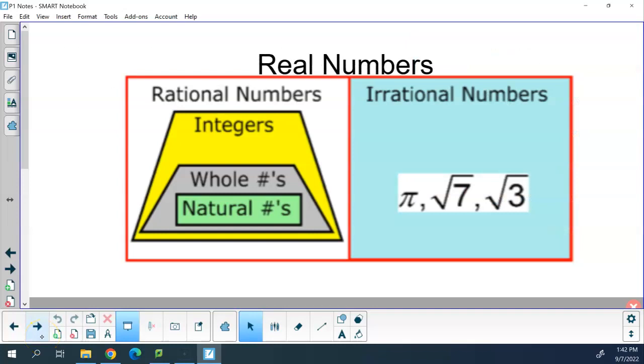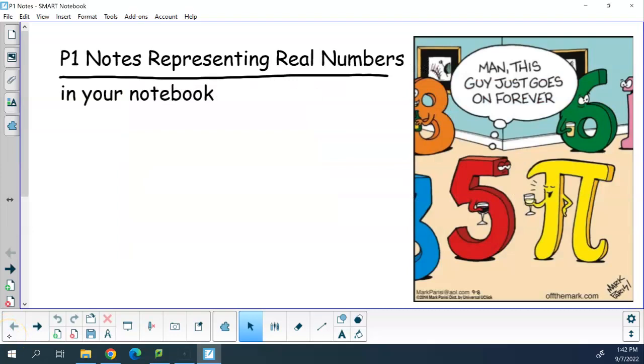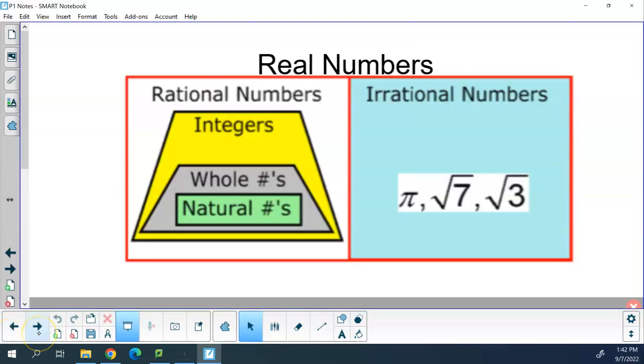So we're going to talk about real numbers today. P1 is called representing real numbers. We have this little diagram with real numbers, and typically when we do math, we usually work in the real number realm. Sometimes we work out of it, and we're going to talk about this. I have a couple people drawing it, so I'm going to pause just a second.